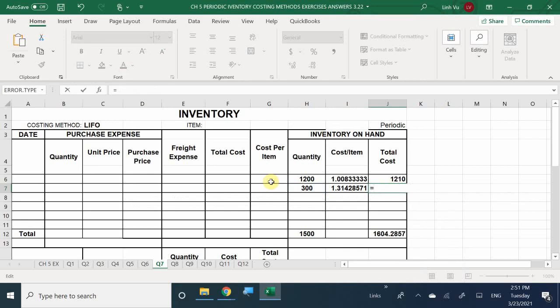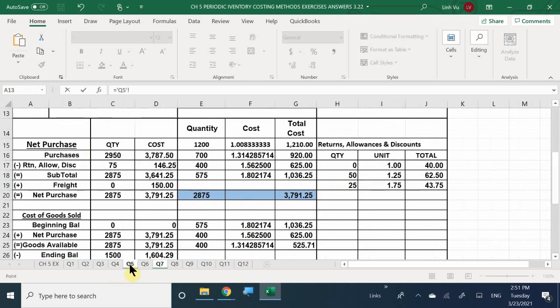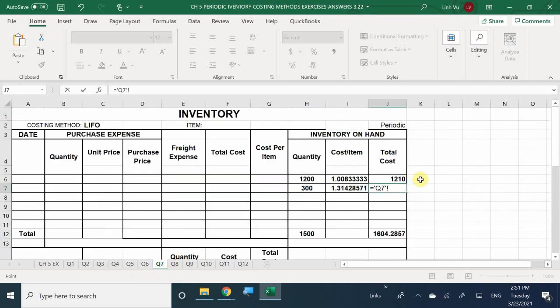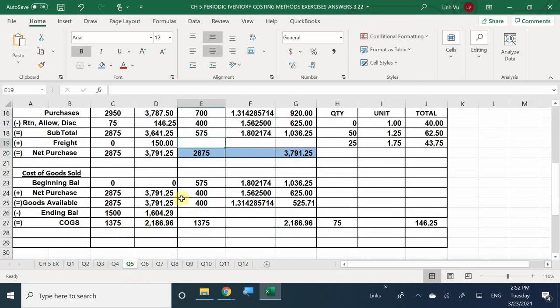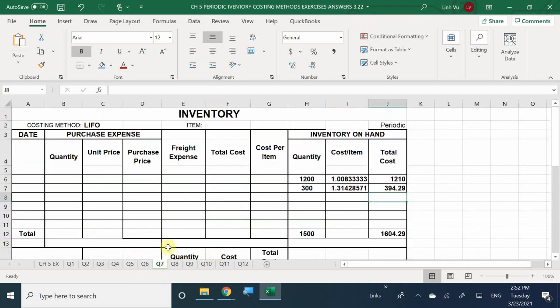Okay, so we know that this should be, hold on, where am I? Okay, so equal round, comma, comma 2, right? So that should give me 1604.29, which is exactly what we solved as my ending inventory, right? 1604.29.